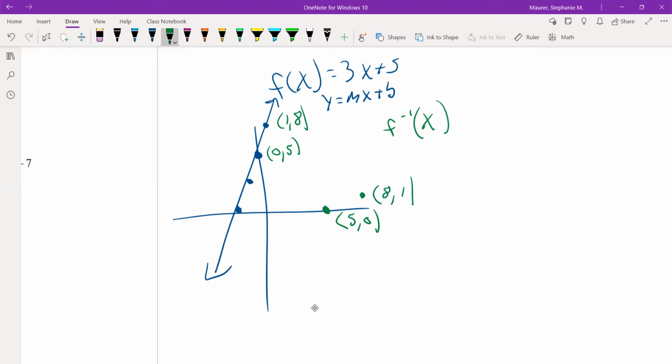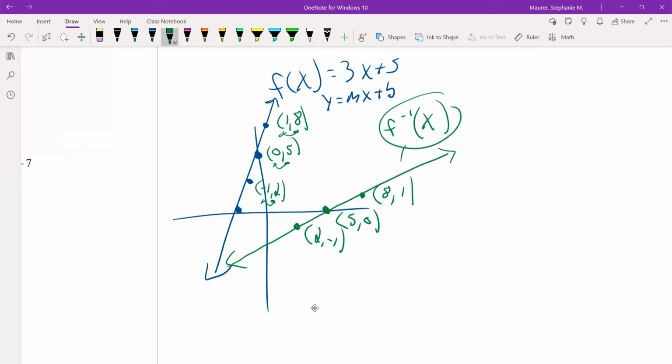Okay, and I could find maybe just one more for you guys. Again, thinking in my head, that's going to be -1, 2. In which case, if I flip that, that's 2, -1. And again, each of these points, all I did was switch the x and the y, switch the x and the y, switch the x and the y. That gave me a new graph that looks something like this. That is your inverse graph.